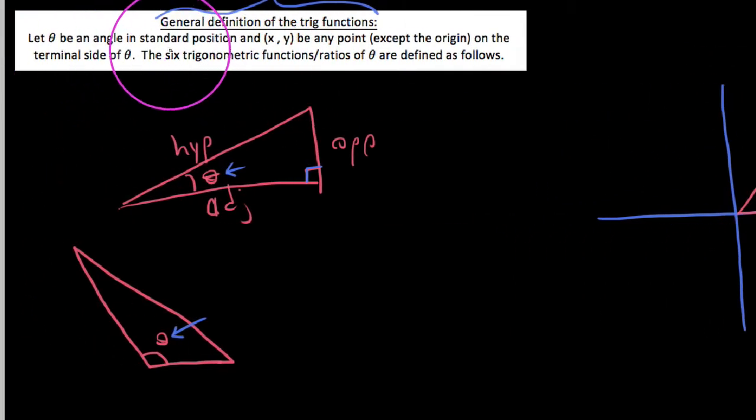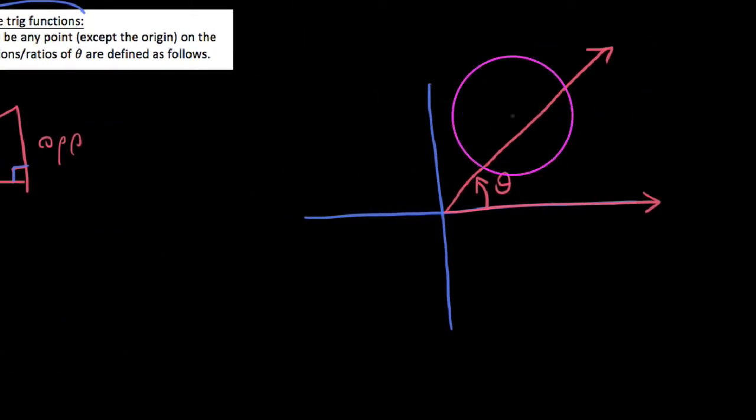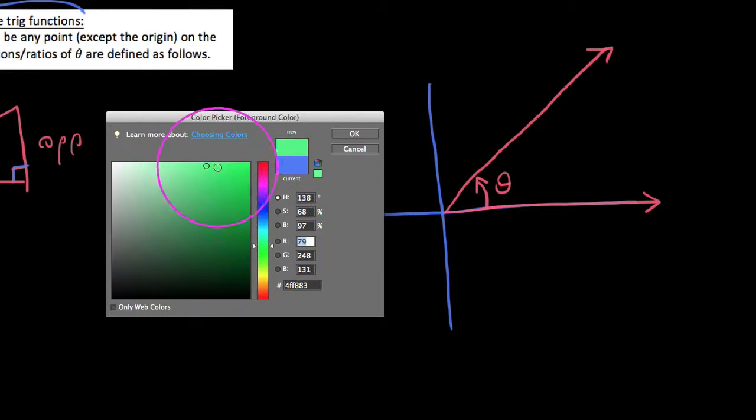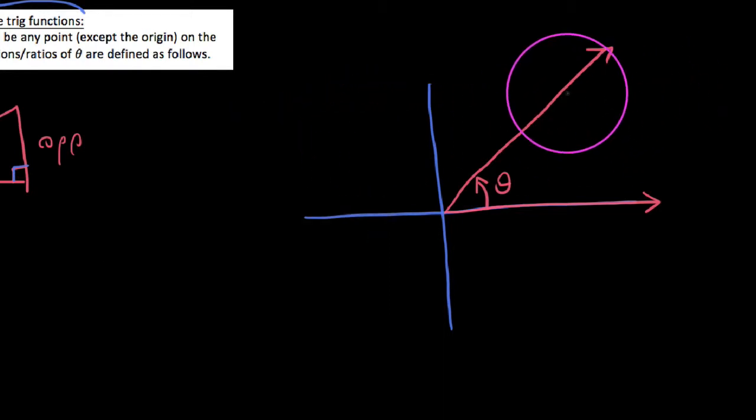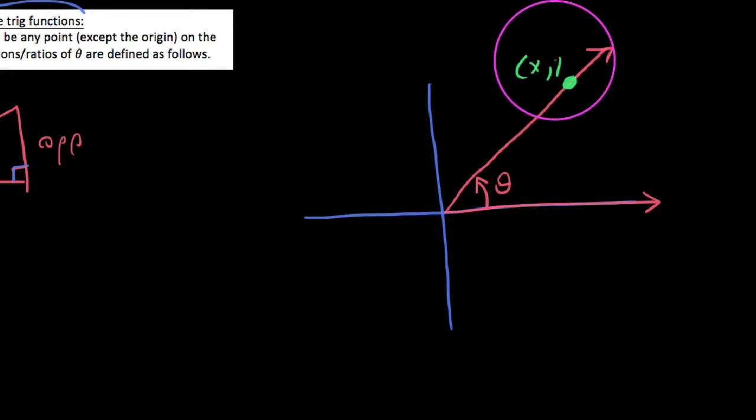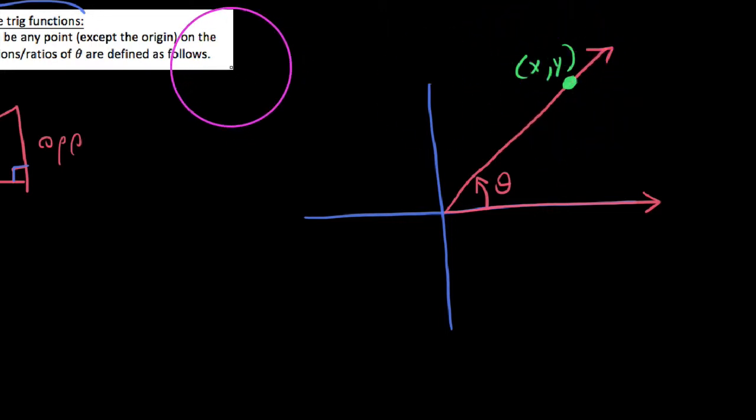But we say theta is an angle in standard position, and we'll let (x, y) be any point except for the origin, but that is on the terminal side of theta. So what we're going to do is pick out some random point here. So if I switched over to a green here, we just need some point (x, y), and we'll define (x, y) as being on the terminal side of this angle.